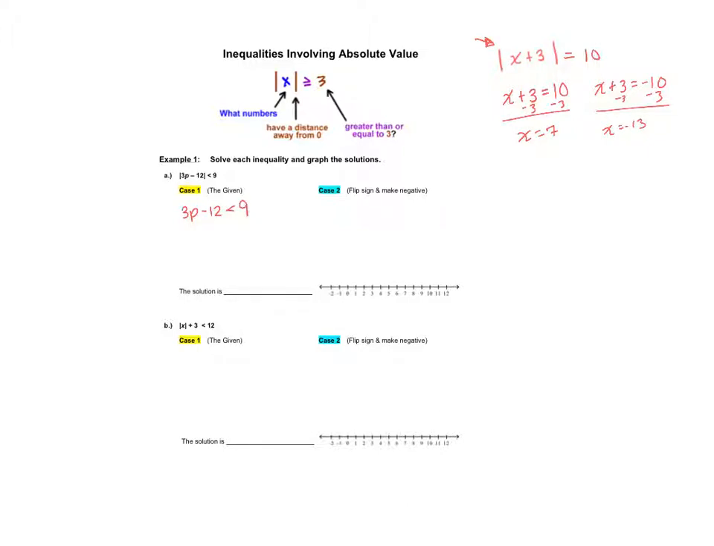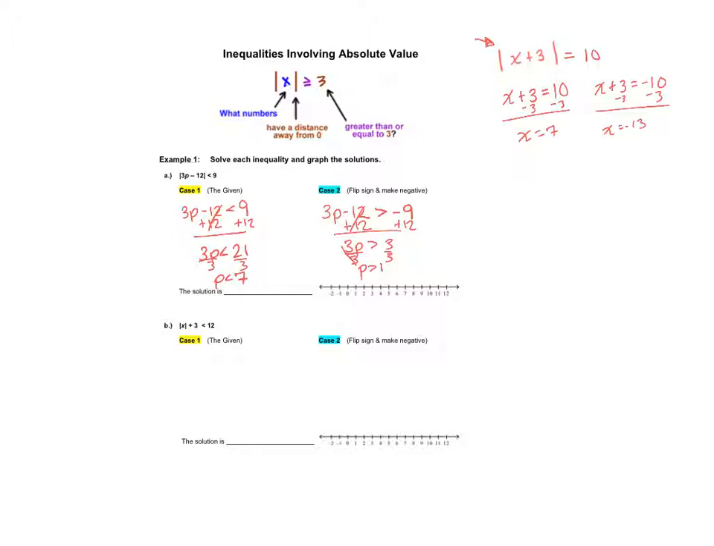Then for case 2, 3p minus 12 stays the same. We're going to flip the inequality sign, and just as we did where we had the positive and negative case, we're now going to have the negative number as well, so negative 9. And then we solve as normal, so 3p is less than 21, divided by 3, divided by 3, p is less than 7. On the right-hand side, same thing, add 12 to both sides. 3p is greater than 3, divided by 3 on both sides, and p is greater than 1.